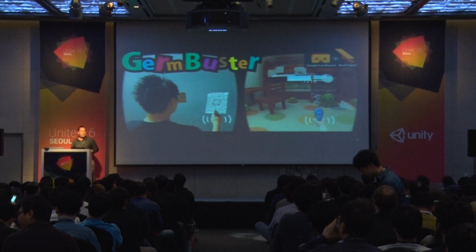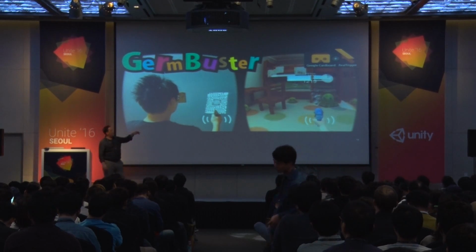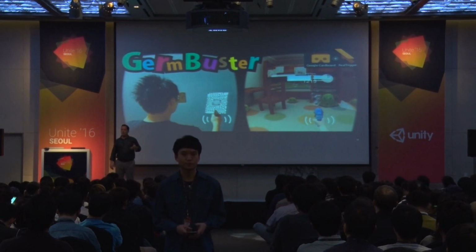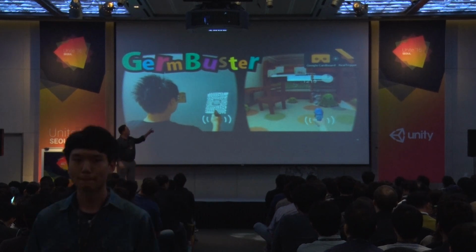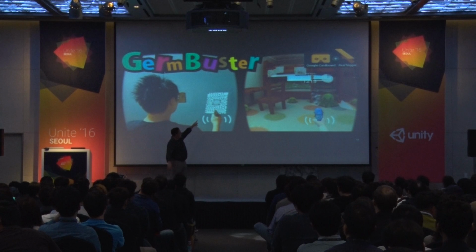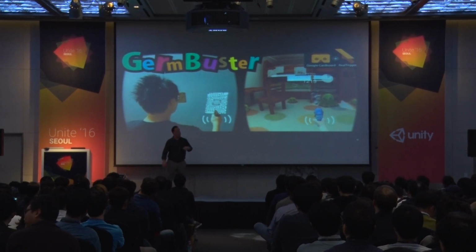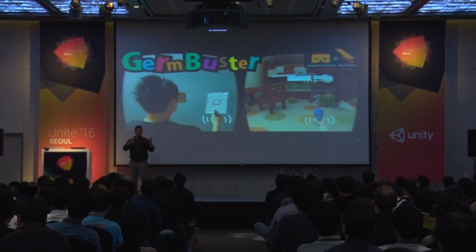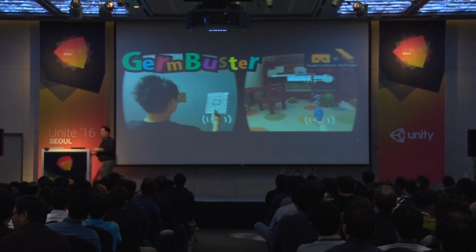So this is another one, called Germbuster. This is by Realitier, an independent developer. We have this demo at our booth as well. But basically what you're doing here is you're in a VR game, but you're using this target to position your gun in the game. And you use it to shoot little germ creatures that are in your bedroom.